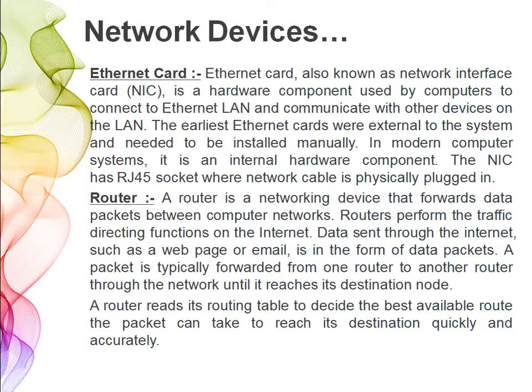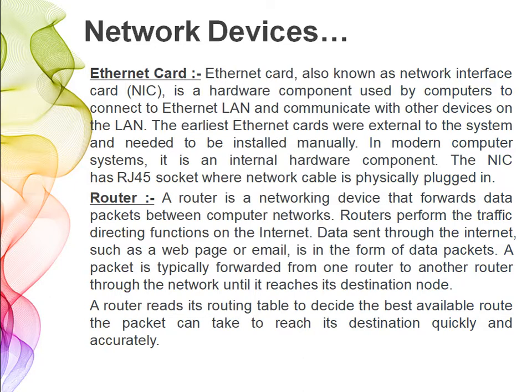Routers perform the traffic directing functions on the internet. Data sent through the internet, such as a web page or email, will be in the form of data packets because it follows packet switching. A packet is typically forwarded from one router to another router through the networks until it reaches its destination node.